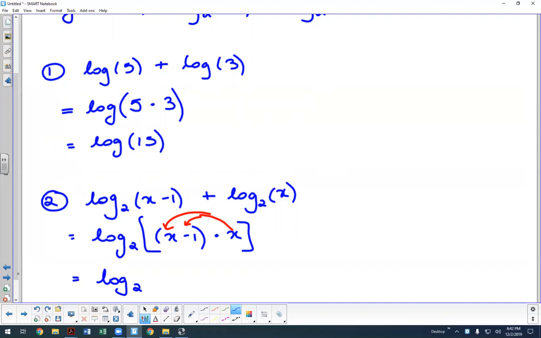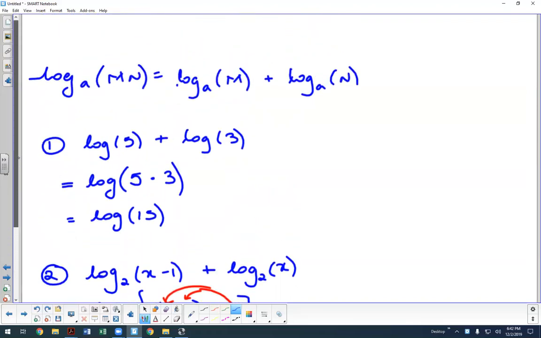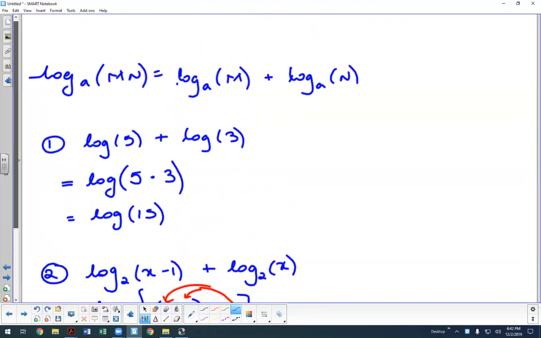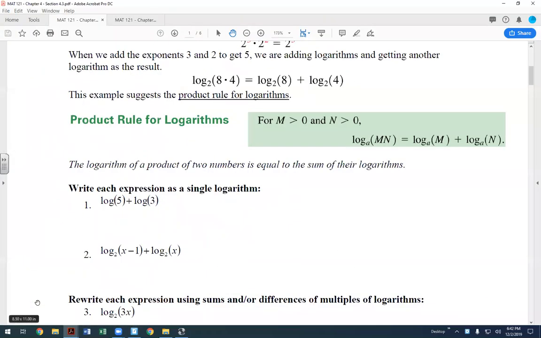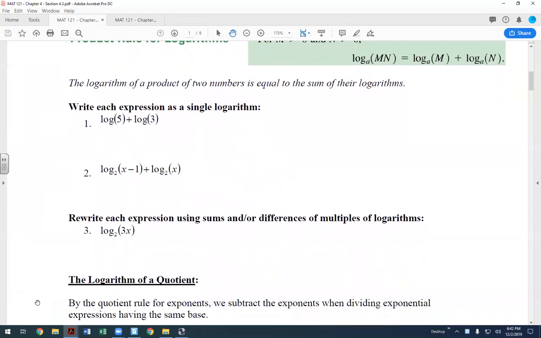X squared minus 1x. So we end up doing x times x, which is x squared, minus 1 times x, which is x. You just multiply and you get log of x squared minus x with base 2. So this was taking two separate logs, which were separated by the plus sign or the addition, and to combine them, we use multiplication. That's what our little product rule for logarithms is talking about.